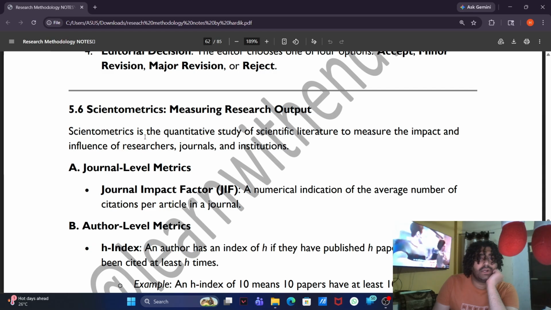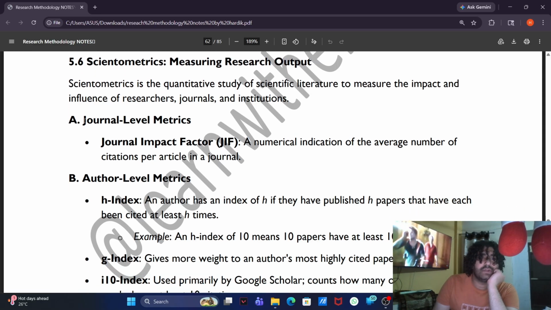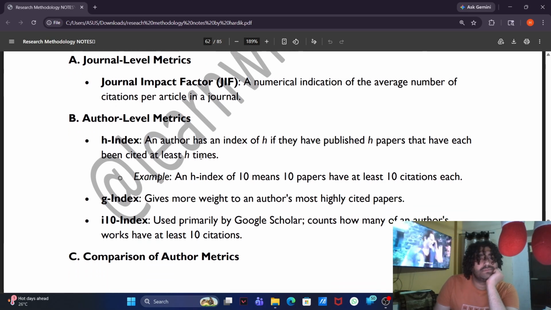Next topic, scientometrics, measuring research output. Scientometrics is the quantitative study of scientific literature to measure the impact and influence of researchers, journals, and institutions. Journal level metrics: the journal impact factor, JIF, is a numerical indicator of the average number of citations per article in a journal. Next, author level metrics. These include the h-index, g-index, and i10 index.